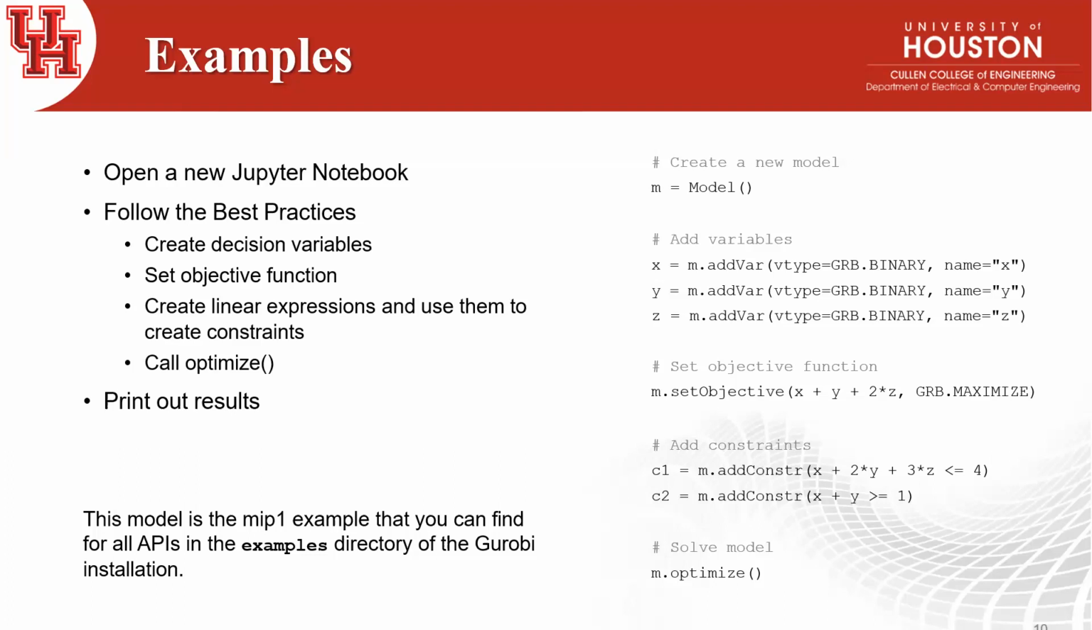As you can see, the first constraint is x plus 2y plus 3z less than or equal to 4. And the second constraint is x plus y larger than or equal to 1. You can see the Gurobi expression is very like a Python math expression. With all the variables, objective function and constraints, we can solve the model with the optimize function.